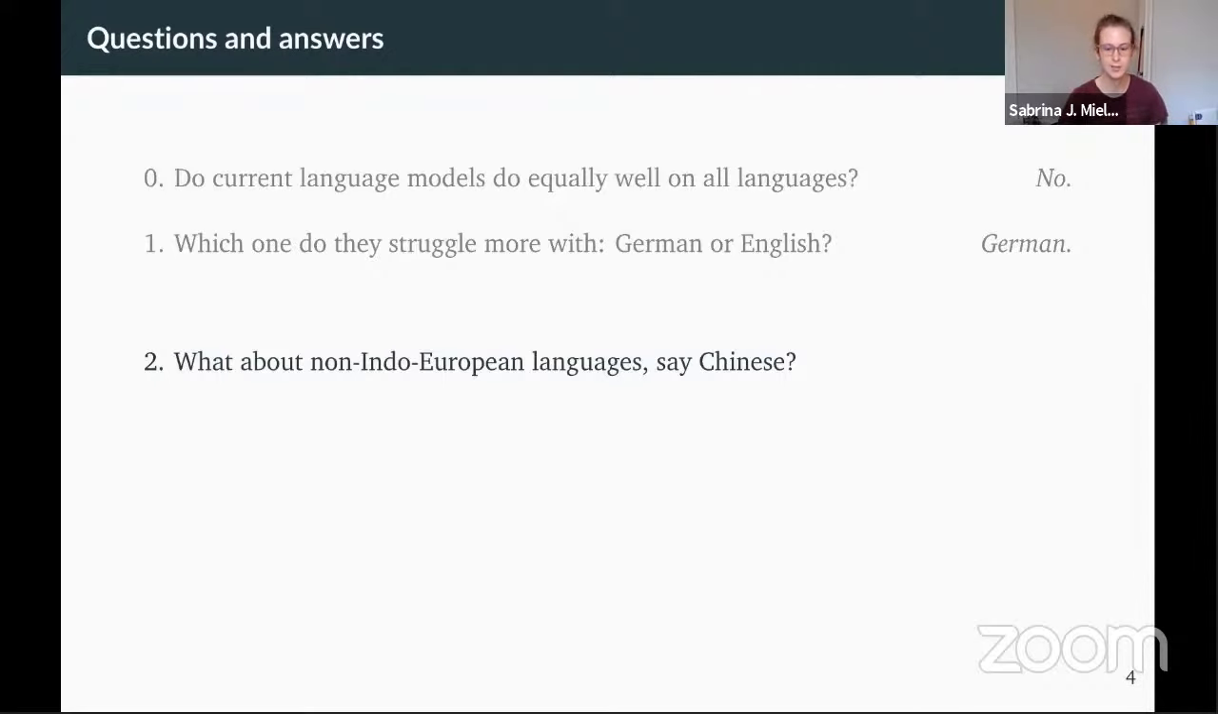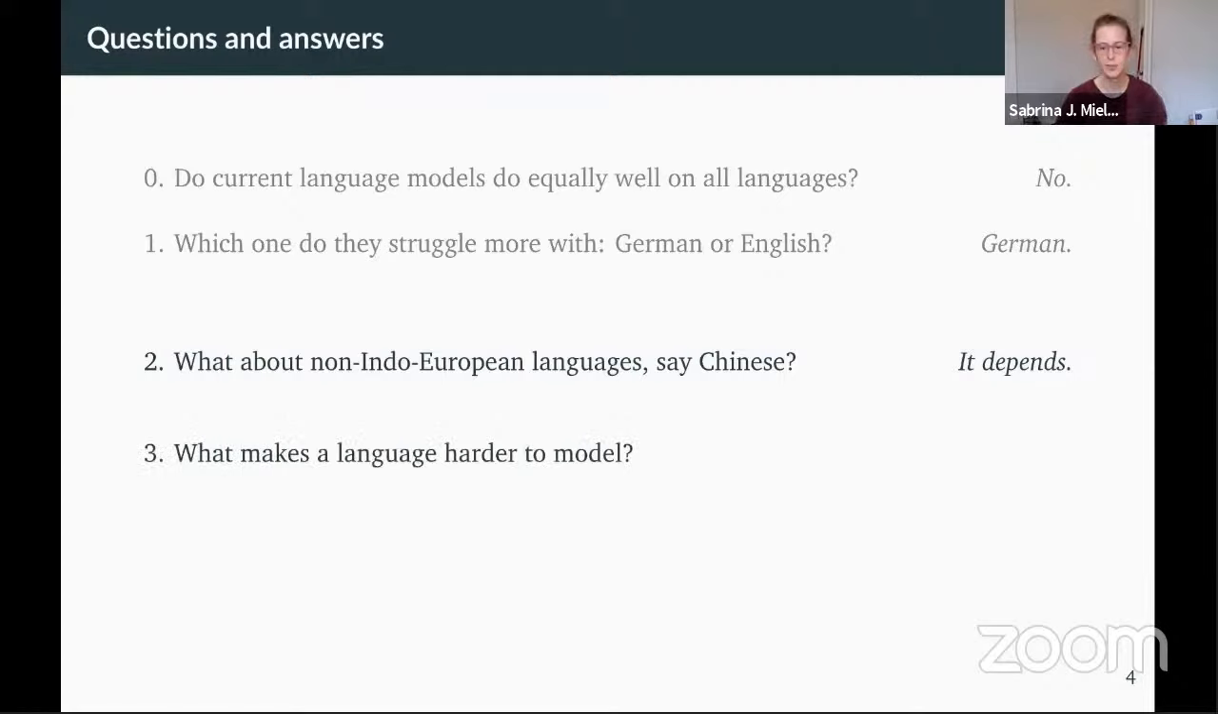So we extended this to non-Indo-European languages, say Chinese. And the answer there is it kind of depends, and we're going to see what that is. Thanks for the question. What do I mean by harder? That is something we're going to get to in a second, because that's kind of interesting to define. That's really where the bulk of the contribution of the previous paper was.